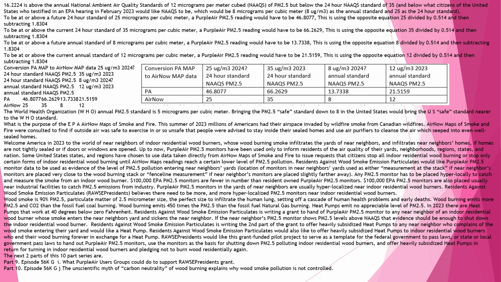The next two parts of this 10-part series are Part 9, Episode 56, KGI: What PurpleAir users groups could do to support the RAWSE president's grant. Part 10, Episode 56, KGJ: The unscientific myth of carbon neutrality of wood burning explains why wood smoke pollution is not controlled.